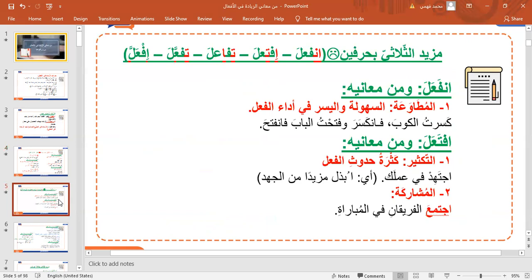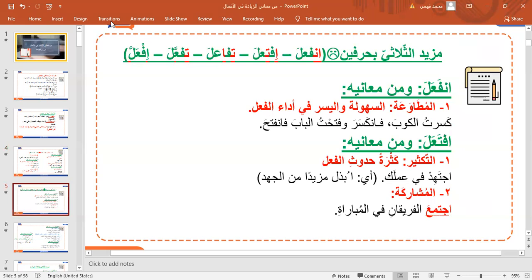Increasing a 3-letter verb by two letters. For example, alif and noon in infa'ala, alif and ta in ifta'ala, ta and alif in tafa'ala, tafa'ala afwan, and ta and shadda in taf'ala, and if'ala, if'ala afwan.